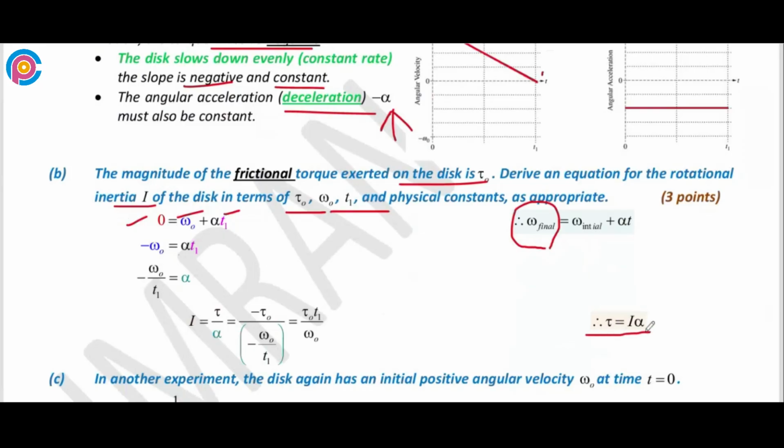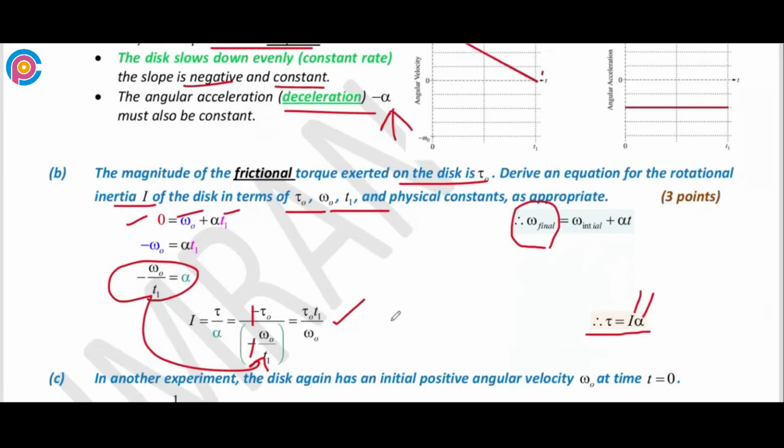And we have another equation for the torque: tau equals I alpha, where I is the moment of inertia, the rotational inertia, and alpha is the angular acceleration. So rotational inertia is equal to tau over alpha. We have the value of alpha, which can be placed in this position. The negatives cancel, and t1 moves up, so I equals tau naught t1 over omega naught. This is the rotational inertia expression in terms of torque, angular velocity, and time.